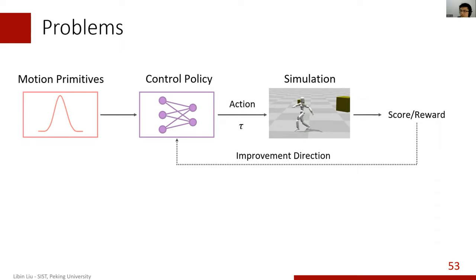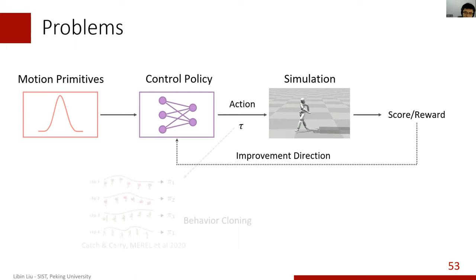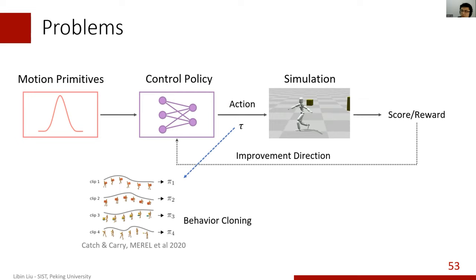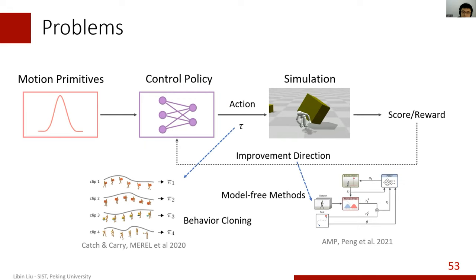But the problem here is that the simulation engine is often considered a black box. So we cannot directly compute a gradient through this simulator. So the previous work already used some techniques to sidestep this problem. For example, we can use motion data, we can use behavior cloning, which completely gets rid of simulation, or we can use model-free learning. The typical RL setting is a model-free method.